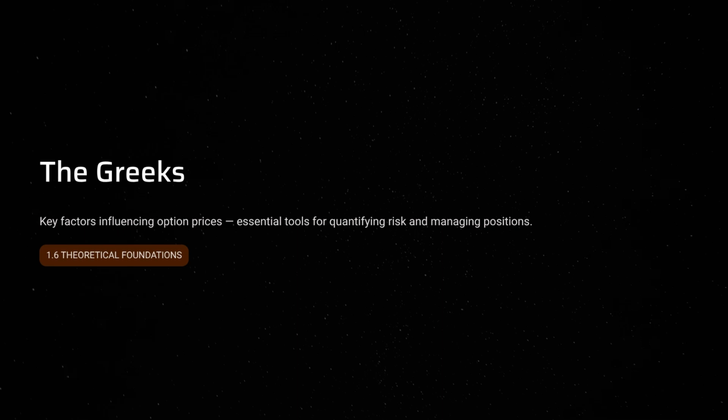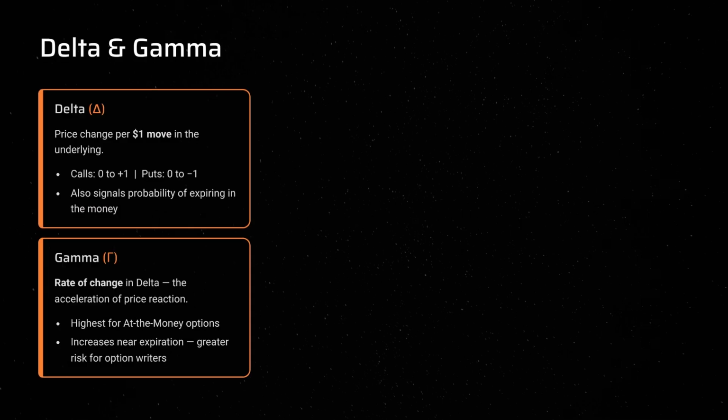The Greeks: key factors that influence option prices. The Greeks describe how sensitive an option's price is to changes in the market. They help traders measure risk, opportunity, and how to manage their positions. Let's explore the main Greeks: delta, gamma, vega, and theta.